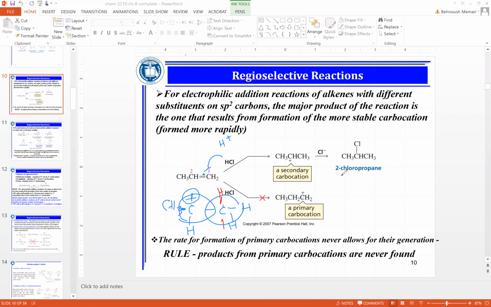So since a primary carbocation is very unstable, it is not going to form. But the secondary carbocation is, of course, more stable, and it's going to form, and your major product is going to be 2-chloropropane. In this addition, hydrogen is added to the carbon with the greater number of hydrogens, and the nucleophile, the Cl, is added to the carbon with the least number of hydrogens. It's called Markovnikov addition. So we have Markovnikov addition there.